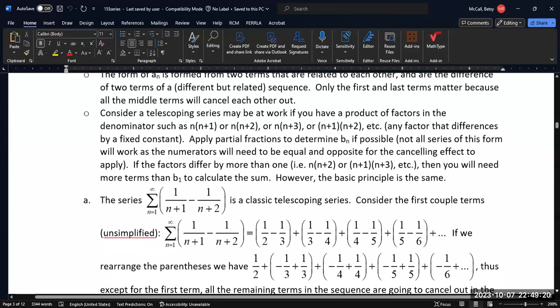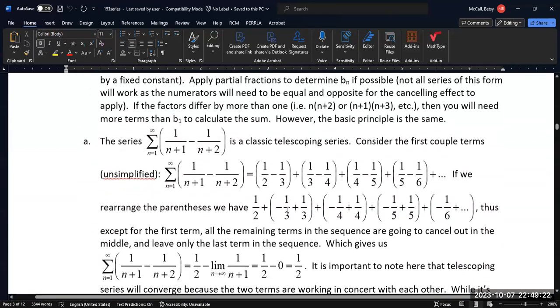So let's look at this particular example. For this first one, I've actually already split it up into my 2 terms, and so I've done the arithmetic for it just so we can see how these factors, these denominators that are differing by 1 integer, are going to work and cancel each other out. So let's look at the first couple of terms. If I start with n equals 1, I'm going to get 1/2 for this one, and then 1/3 for this one.